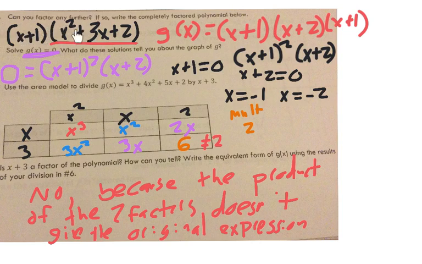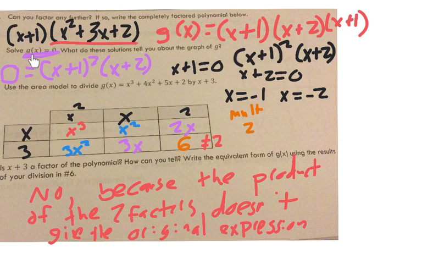For number 4, this was the factored form. Could it factor any further? We talked about this could factor. So x squared plus 3x plus 2 gives x plus 2 times x plus 1. So this is the factored form because x plus 1 happens twice. Here I have x plus 1 squared, or times x plus 2.